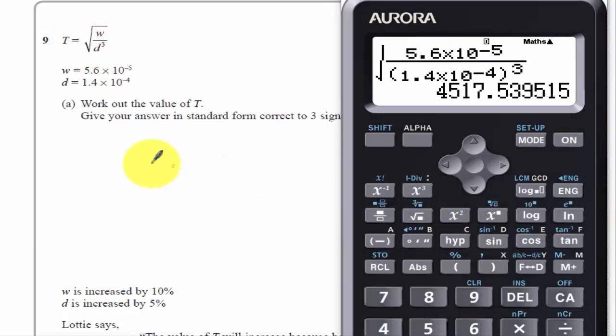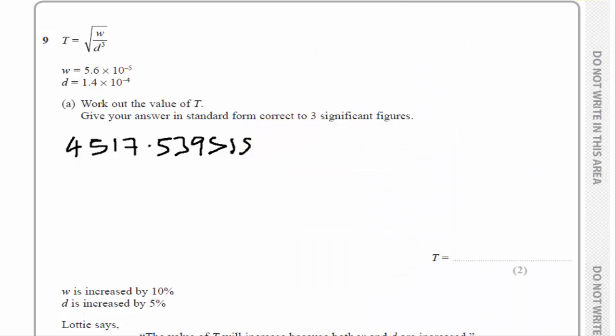And just check I put the right numbers in. 5.6 times 10 to the minus 5, 1.4 times. Yep. So I get an answer of 4,517.539515. Reaching this point picks you up your first mark. Don't forget the question says give your answer in standard form to 3 significant figures. So the 4 is the first significant figure, the 5 is the second, the 1 would be the third, and we just need to make sure we know that the 7 rounds it up.